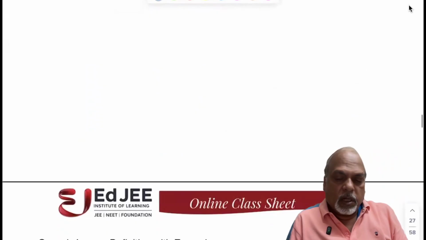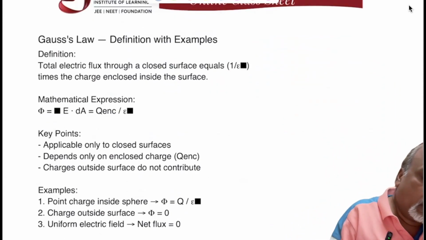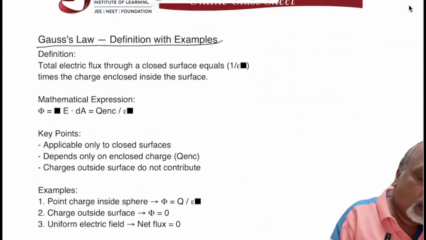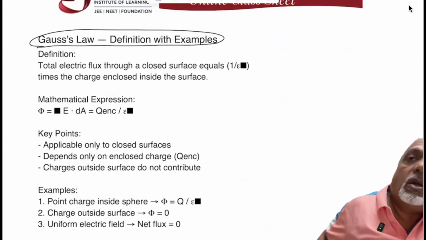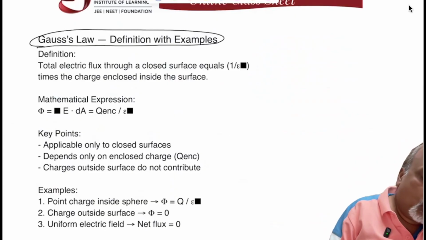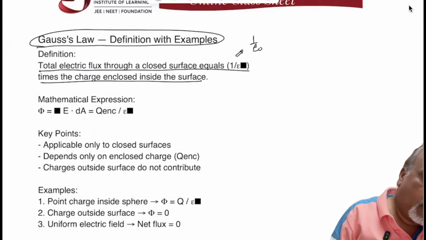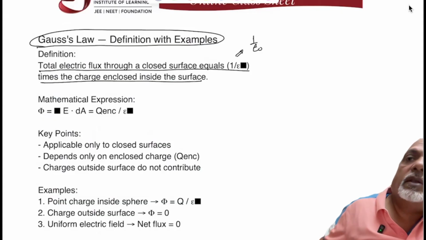Now, next thing is very important thing. What is Gauss law? Gauss law says total electric flux through a closed surface is basically 1 upon epsilon 0 times the charge enclosed inside the surface.